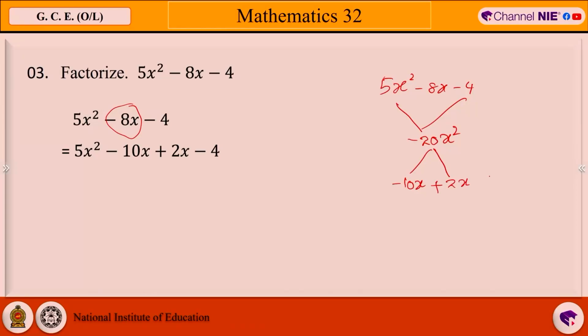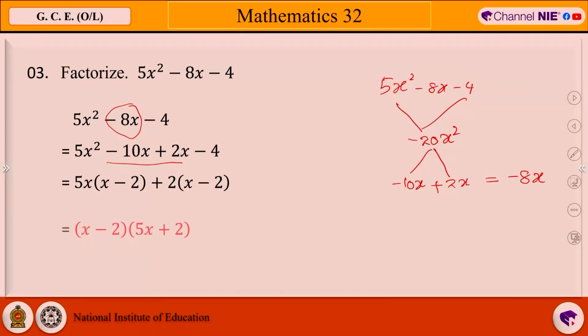Then only you will get the sum of these two as minus 8x. So, that is how you get this step. Okay. Then once you further factorize this, you will get 5x times x minus 2 and plus 2 times x minus 2. Finally, you get x minus 2 and 5x plus 2 as the factors of the given quadratic expression.